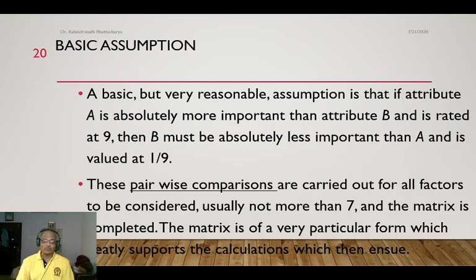So the basic assumption, a basic but very reasonable assumption, is that if attribute A is absolutely more important than attribute B and is rated at 9, then B must be absolutely less important than A and is valued at 1 by 9. This pairwise comparison is carried out for all factors to be considered, usually not more than 7, and the matrix is completed. This matrix is of a particular form which neatly supports the calculations which then ensue.